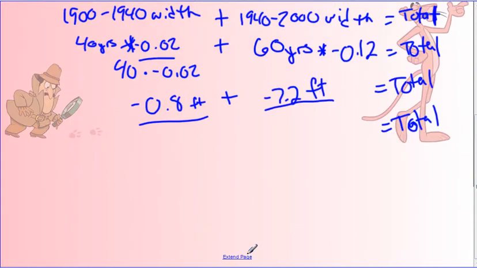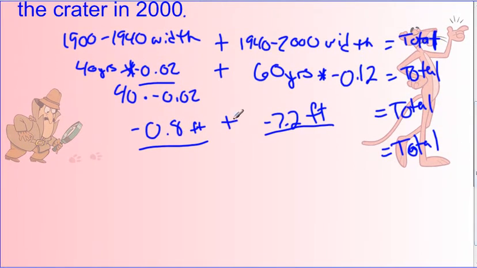So now if we combine these numbers together, we will get our total change in the width of this crater. So negative 0.8 feet plus negative 7.2 feet, the signs are the same, they're both negative, gives us a negative 8.0 feet. So the width of this crater changed by a negative 8 feet.